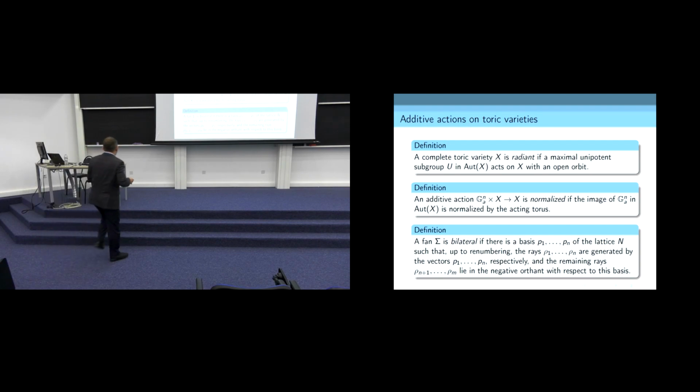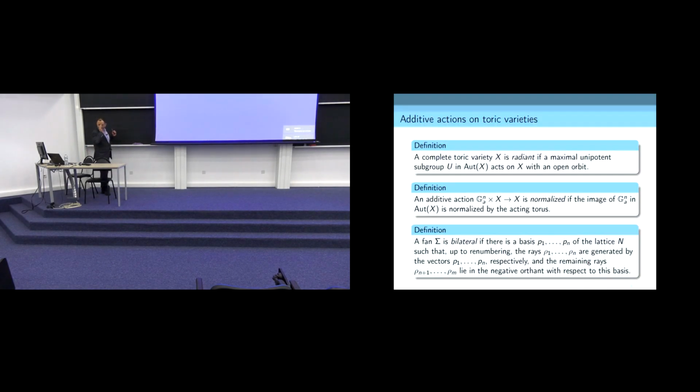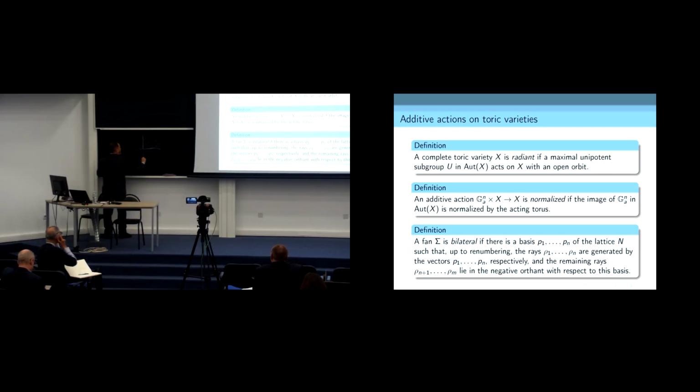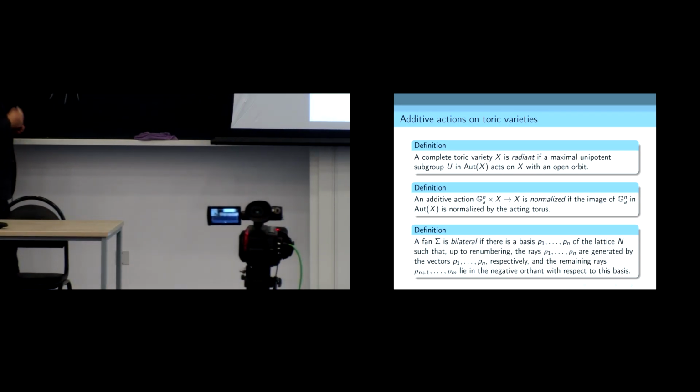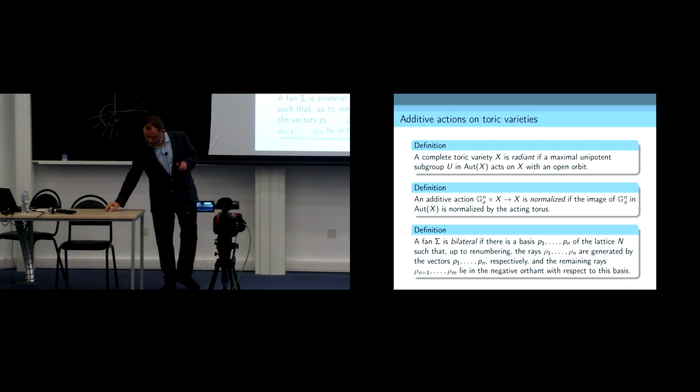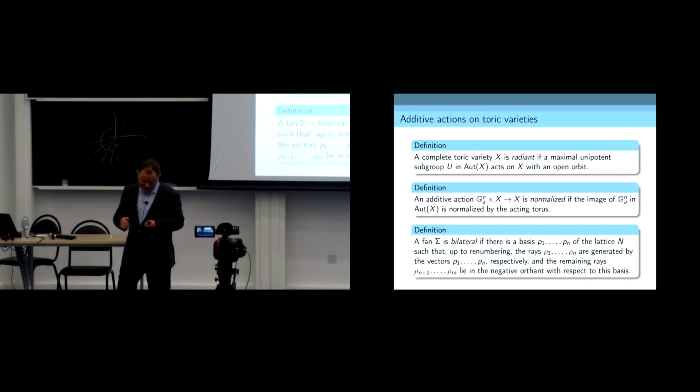And finally, I would like to give a definition of a specific fan. These fans look like this. You have the positive octant somewhere here. This is one cone in your fan. And all other rays live in the negative octant. And all cones look like this. This is the definition of this specific type of fans.